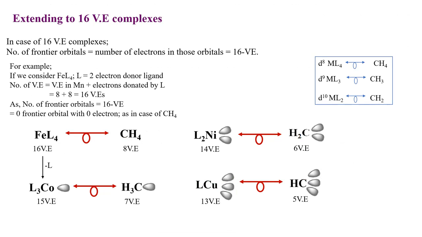We'll extend the same concept that we used for 18 valence electron complexes to 16 valence electron complexes. Only the formula changes. So here the number of frontier molecular orbitals will be equal to the number of electrons in those orbitals, that is 16 minus the valence electrons. For example, if I take FeL4, a tetrahedral FeL4 complex, L can be any ligand which is a 2 electron donor.